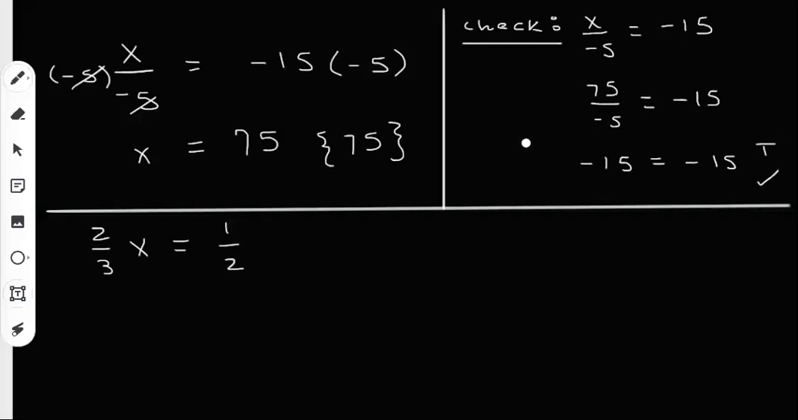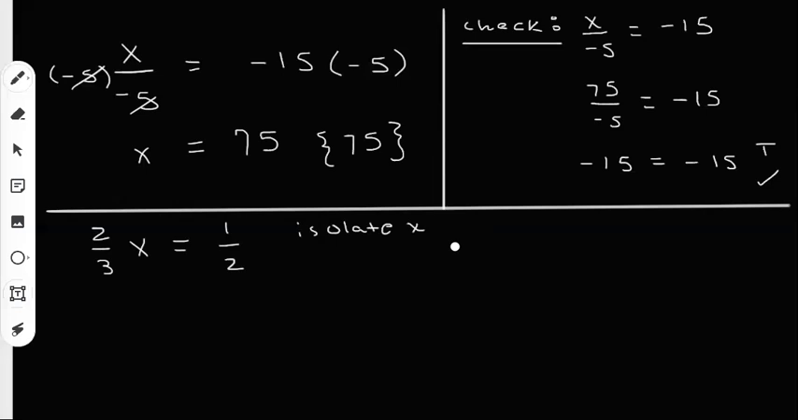Let's try the next one. Down here, I have 2/3 x is equal to 1/2. So the first thing I want to do is isolate x.